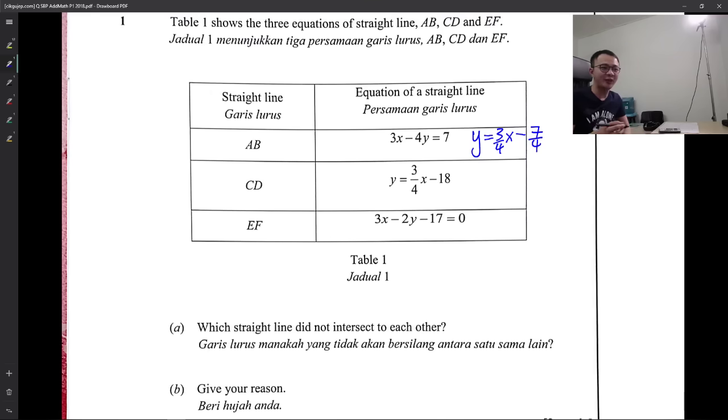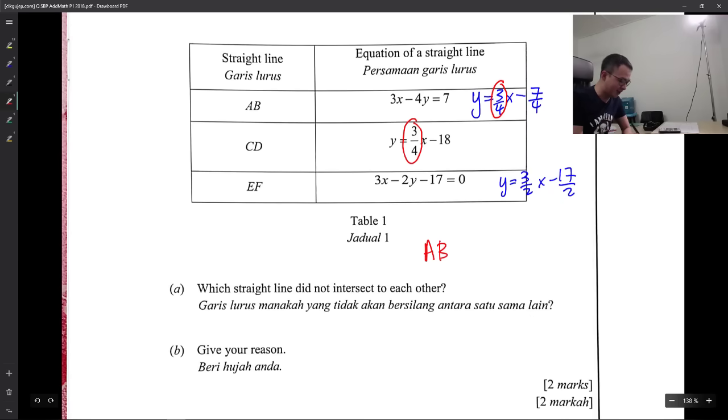For the line EF, I rearrange it and get 2y equals 3x minus 17, and I make y the subject. So y equals 3 over 2x minus 17 over 2. Therefore, you realize lines AB and CD both have the same gradient, 3 over 4, and the line EF has the gradient 3 over 2. Because of this, AB does not intersect with the line CD.